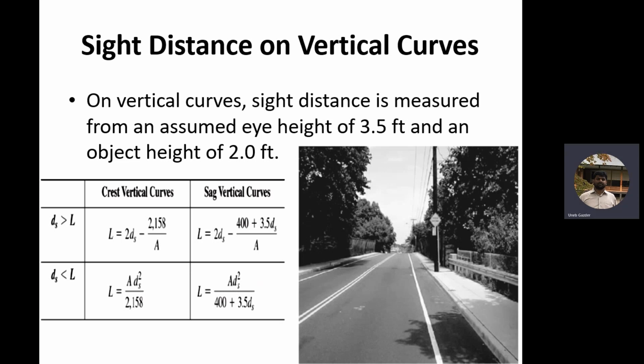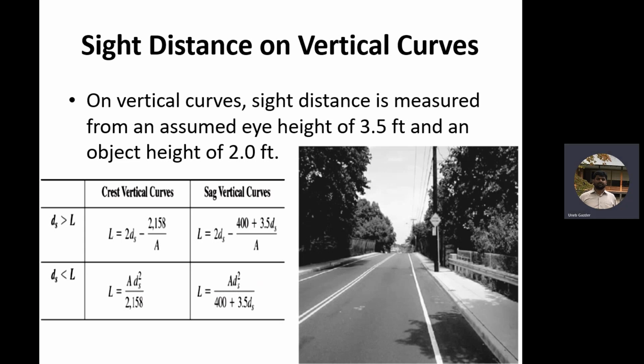So the height of the object is taken as the tail light of the car, the rear light, the brake light, the rear bumper. That height is taken as 2 feet. And the height of the driver's eye above the ground level, the driver's line of sight above the ground level, is taken as 3.5 feet. Both of them are for cars.